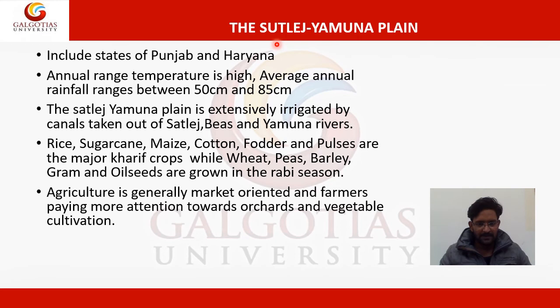Rice, sugarcane, maize, cotton, fodder and pulses are the major kharif crops, while wheat, peas, barley, gram and oilseed are grown in the Rabi season. Okay. Agriculture is generally market oriented, and farmers are paying more attention towards orchard and vegetable cultivation. Dairy is also an important economic activity in the region.